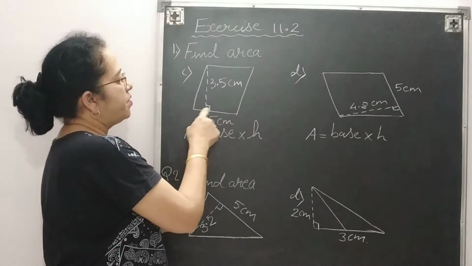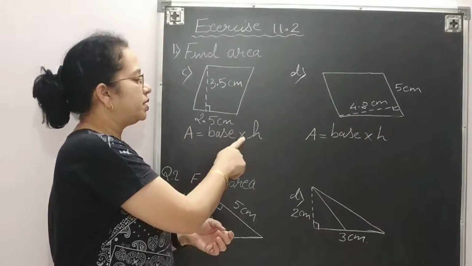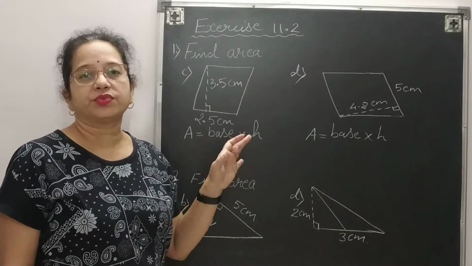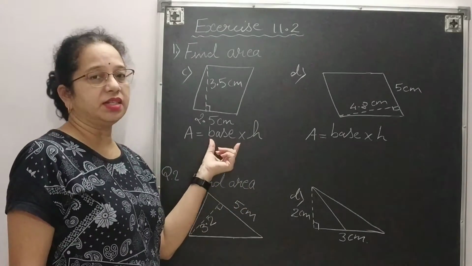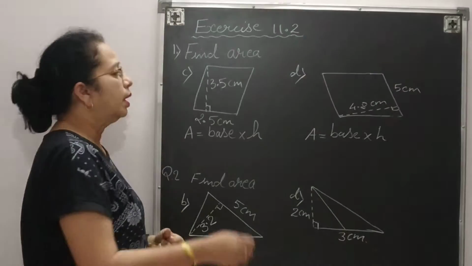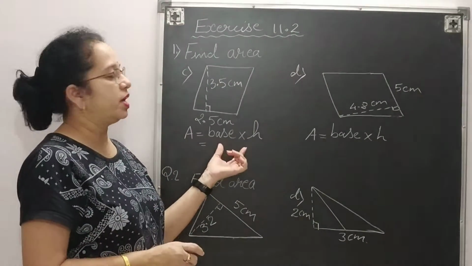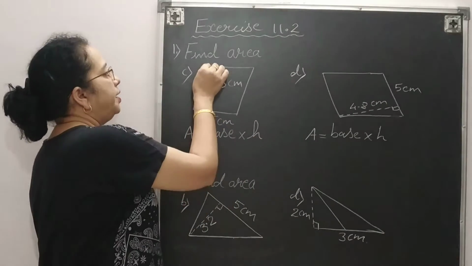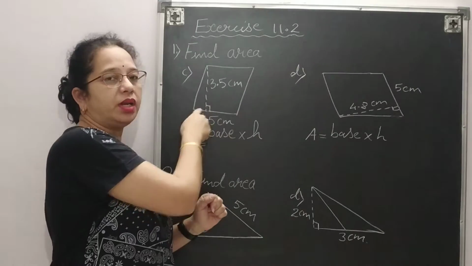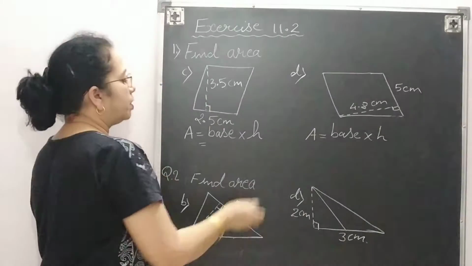One height is given and one base is given. Area of the parallelogram is base into height. Don't write only b into height. Small b is for breadth. So whenever base is there, we will write the full spelling B-A-S-E, base. Now, whenever such type of questions are there, don't think about the base. First think about the height. Height is always the perpendicular distance.